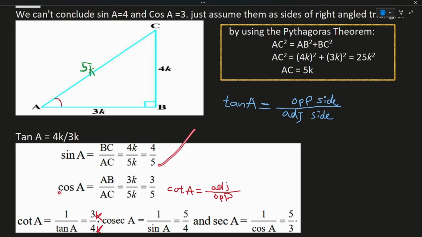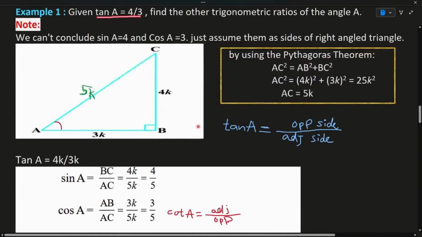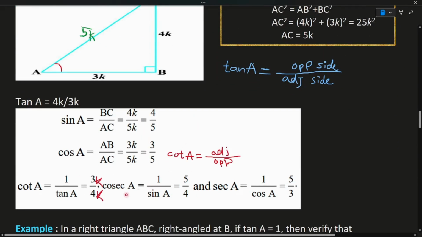Then come to cos A. What is cos A? We know that cos A equals the ratio of adjacent side by hypotenuse. So the adjacent side is 3k and the hypotenuse is 5k. So it will become 3k by 5k. So k and k get cancelled, and we get 3 by 5. We got the sin ratio, we got the cos ratio, and tan A is already given. So we have to find the remaining ones.